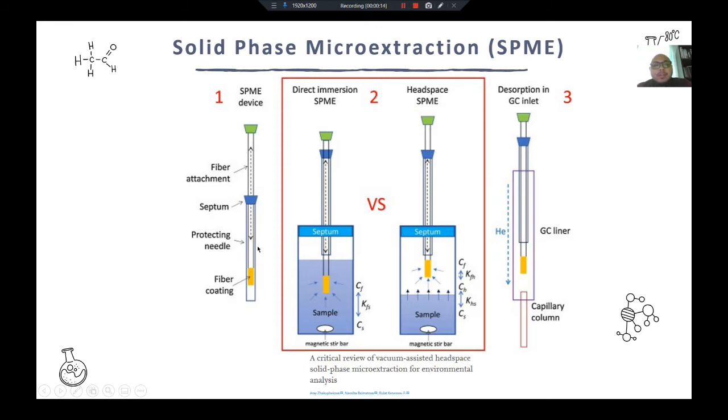Okay, syringe here we have the fiber. Okay, fiber, and then we have the septum and everything. We have the protecting needle.